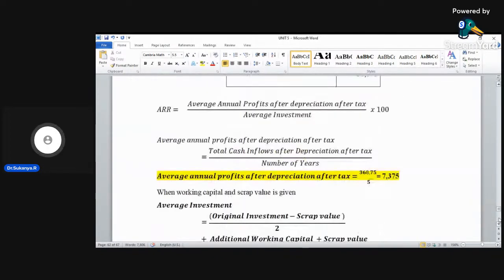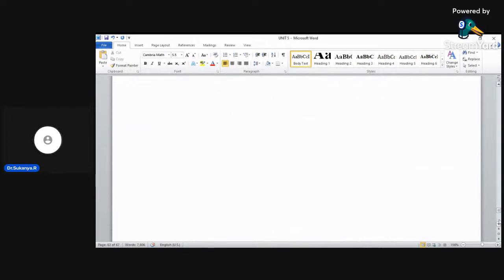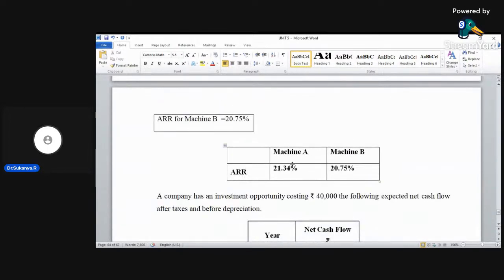So you have the ARR for both the machineries. For machinery A, the ARR is 21.34%. For machinery B, it is 20.75%. So as I already told you, dear students, the higher the ARR, the more preferred that particular project is.